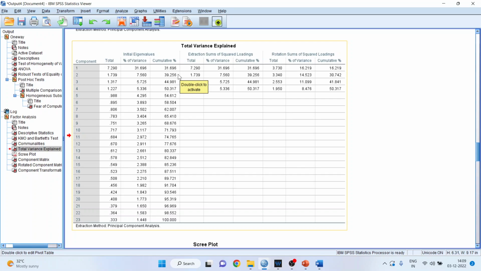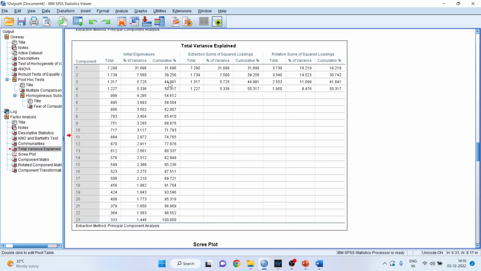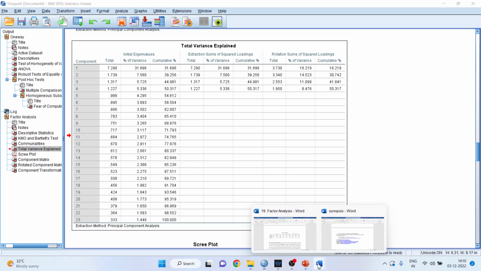31 plus 7, 31.7 will give me 39. 39 plus 5 will give me 44. 44 plus 5 will give me 50. 50 plus 4 will give me 54. Now I have to do the interpretation. Let us see.